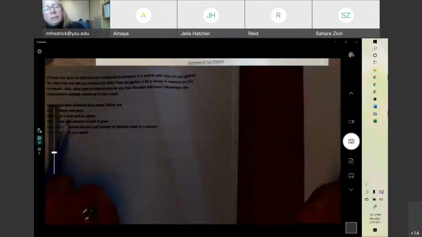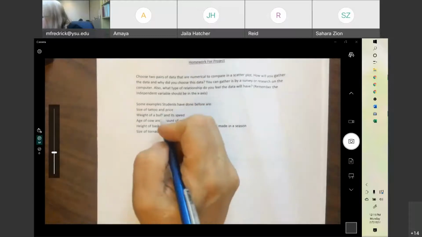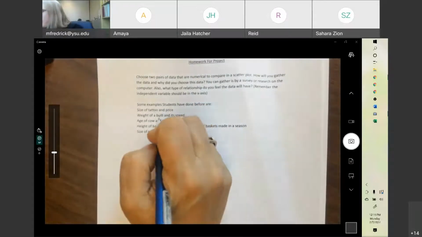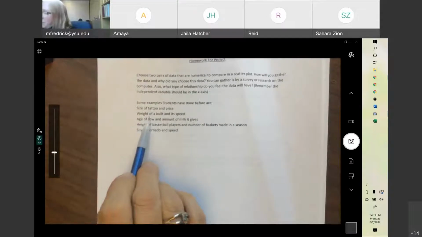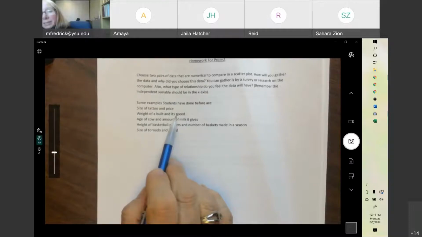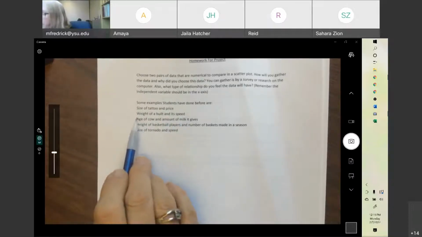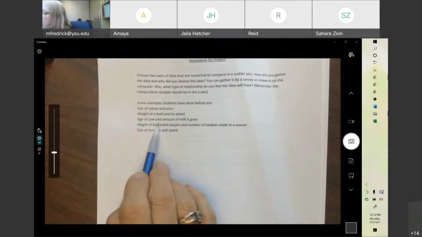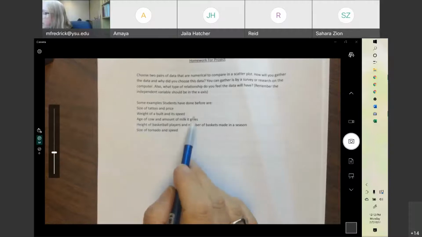Oh, I spelled this wrong. This was supposed to be bullet. Spell check is not always your friend. But the weight of a bullet and its speed. So one student did that, weighed the bullet and then checked the speed. Another one lived on a cow farm, and she took the age of the cow and how much milk it gave.